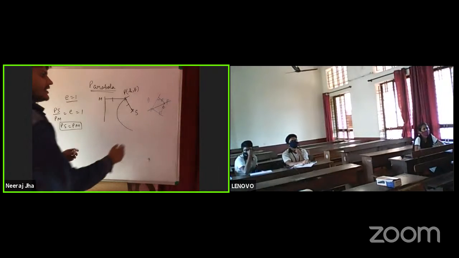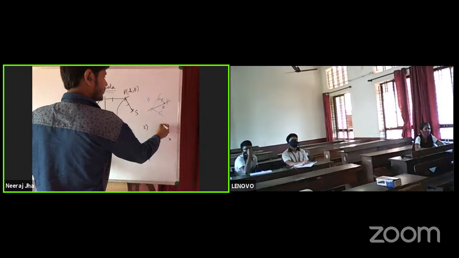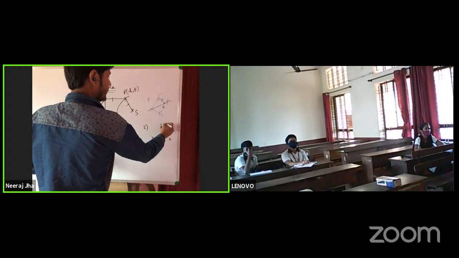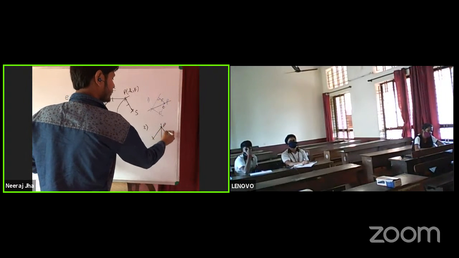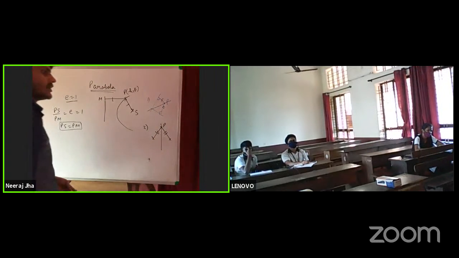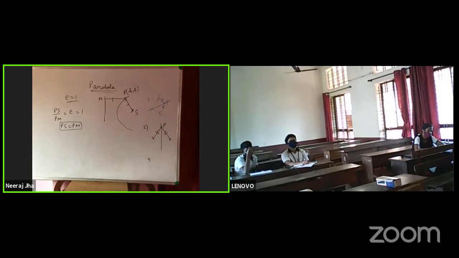Then let's say if you have another case, there are 2 points and you have a point P whose distance from these two fixed points is always constant. What will be the locus of P?